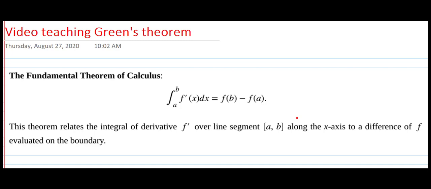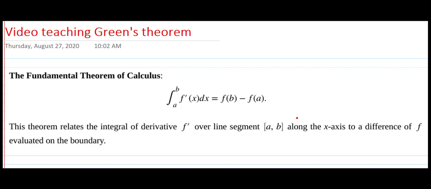Hi everyone, in this video I am going to teach you Green's theorem. From the fundamental theorem of calculus I will start to reach the two forms of Green's theorem. Then I will solve an example related to this, and we solve it within the software Maple to represent a better visualization of the example.